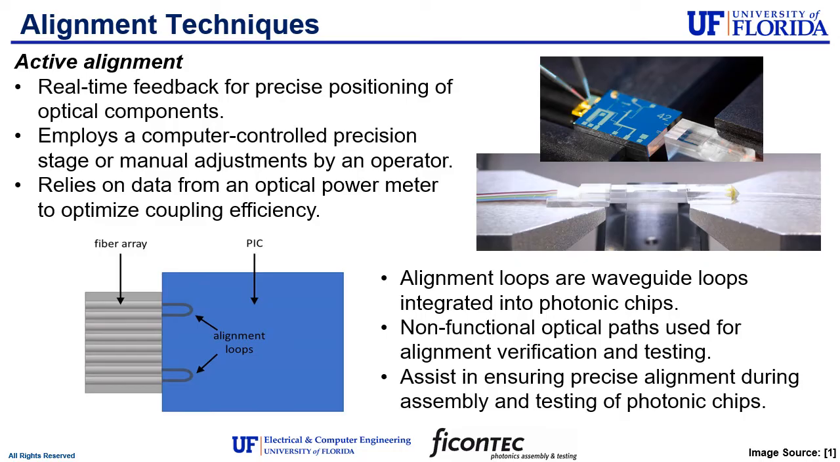In real-world industry settings, specialized equipment from companies focused on photonics assembly and testing, like Ficontech, are used to achieve extreme precision when aligning optical components. Assembly systems use real-time optical power measurements and precise automated positioning systems to optimize alignment.